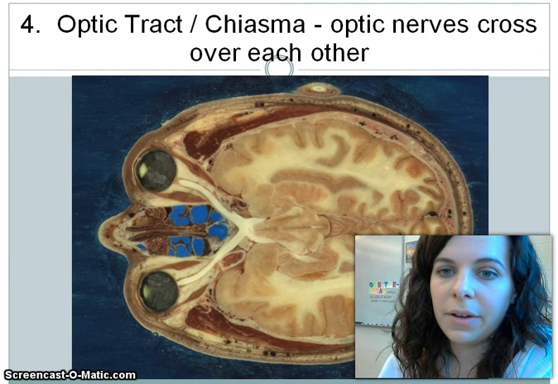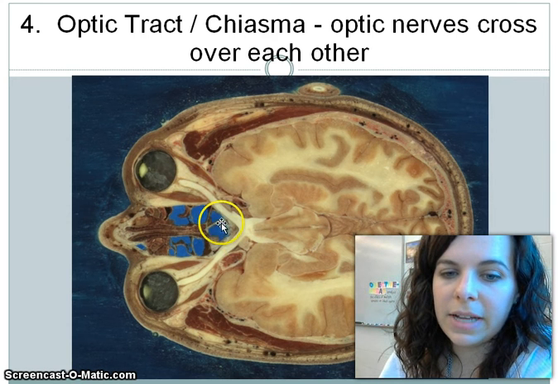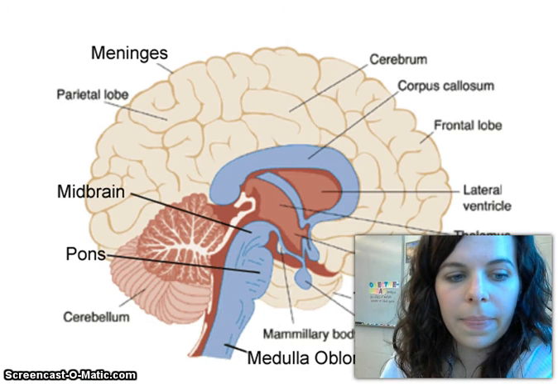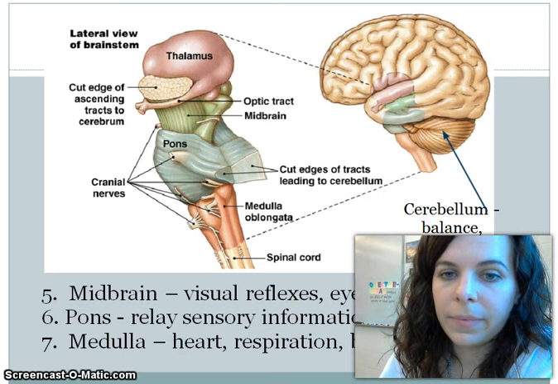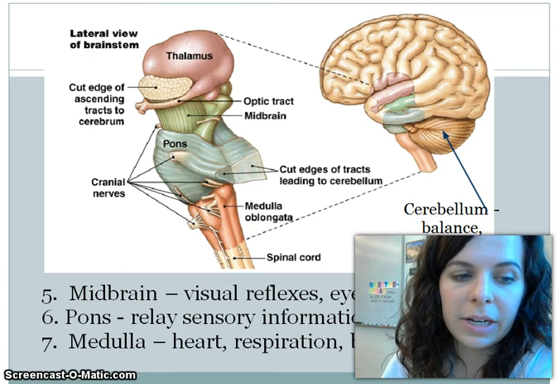The optic tract goes from the eyes to the brain. You can see the sinuses here. The nerves cross over at the chiasma. Here's your brainstem with the diencephalon on the top. The midbrain controls visual reflexes and eye movements. The pons relays sensory information, and the medulla oblongata controls heart, respiration, and blood pressure.